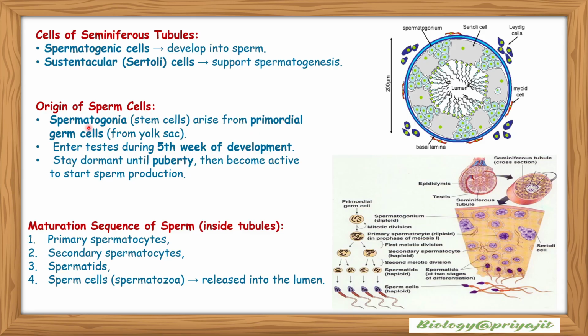Origin of sperm cells: spermatogonia or stem cells arise from primordial germ cells from the yolk sac. They enter the testes during the 5th week of development. They stay dormant until puberty, then become active to start sperm production. Maturation sequence of sperm inside the tubules: primary spermatocytes, secondary spermatocytes, spermatids, then sperm cells or spermatozoa, which are released into the lumen. This is the lumen. The spermatozoa are released into the lumen.